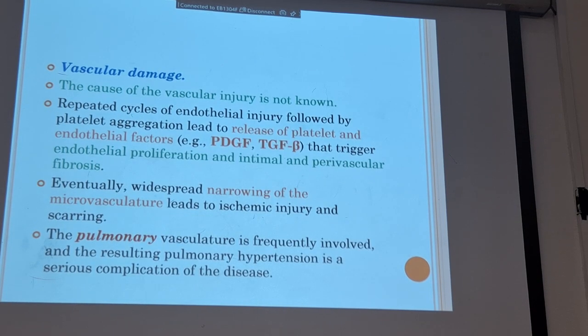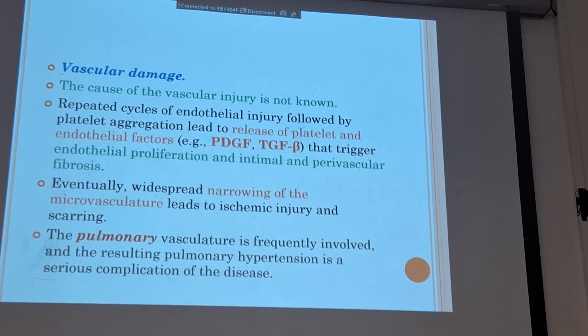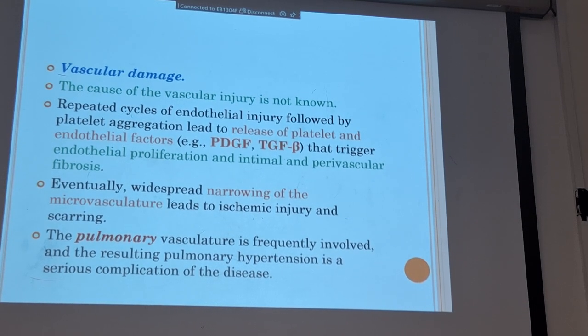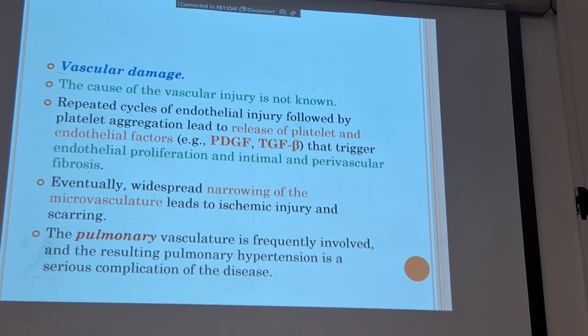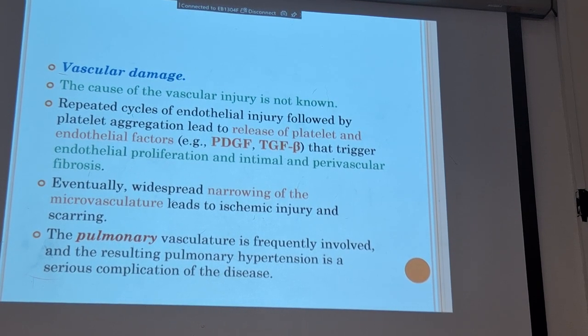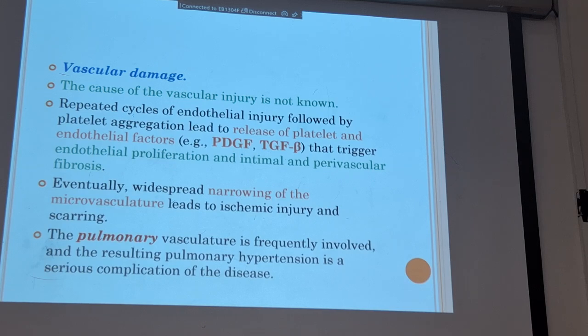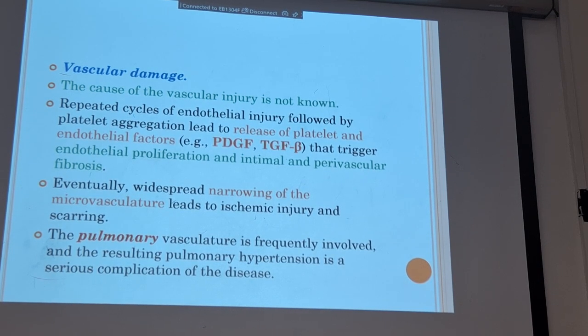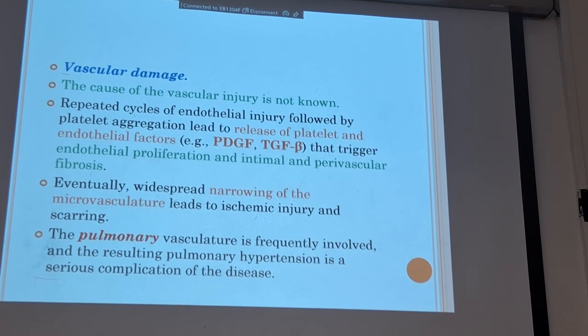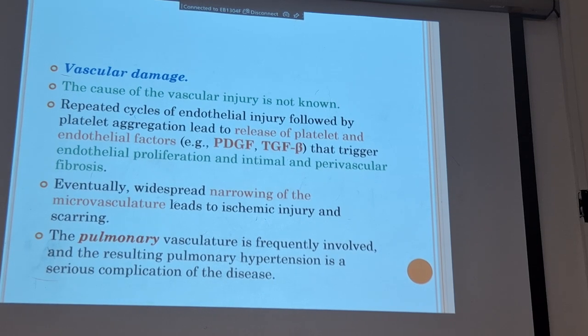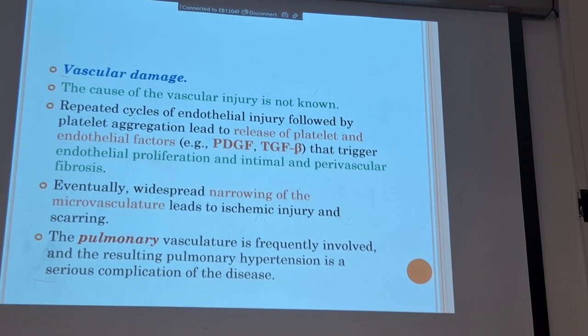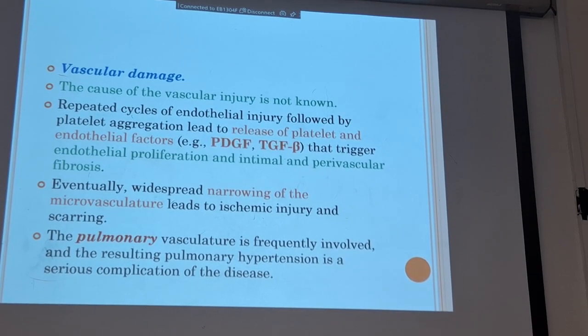And we also have vascular damage. For example, we have vascular narrowing by endothelial proliferation and fibrosis of intima and perivascular tissue. And we have this in pulmonary vessels. And so we have pulmonary hypertension, which is very important in these patients in systemic sclerosis.